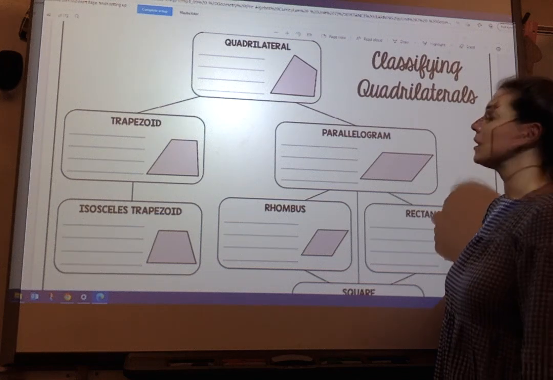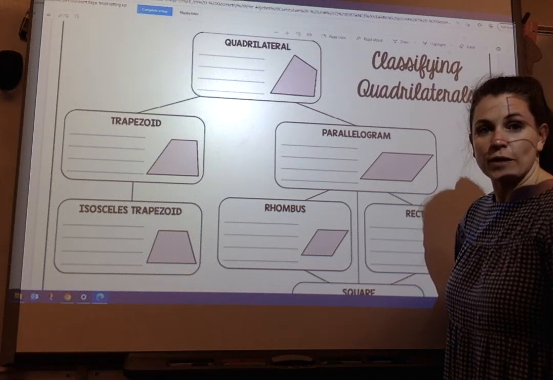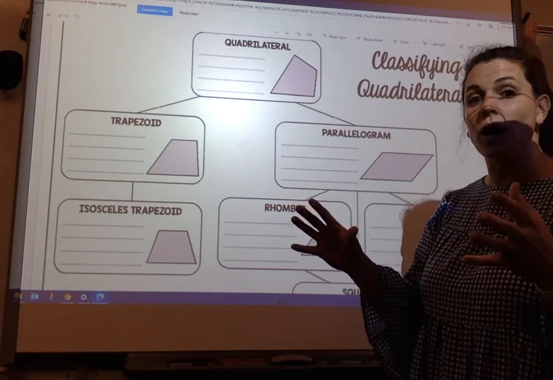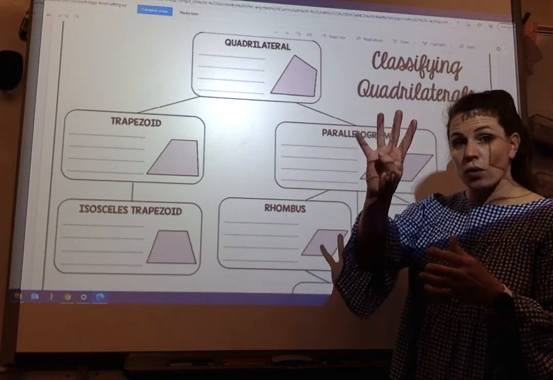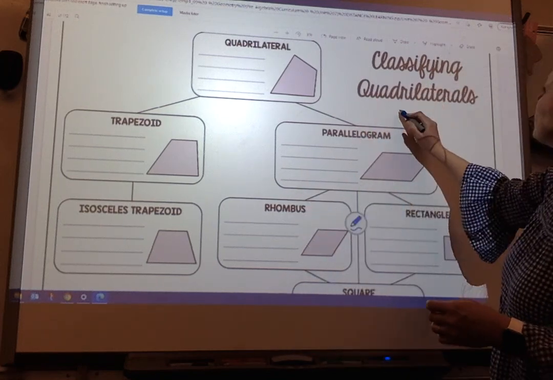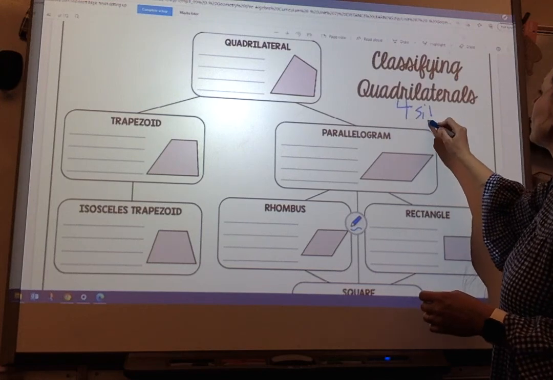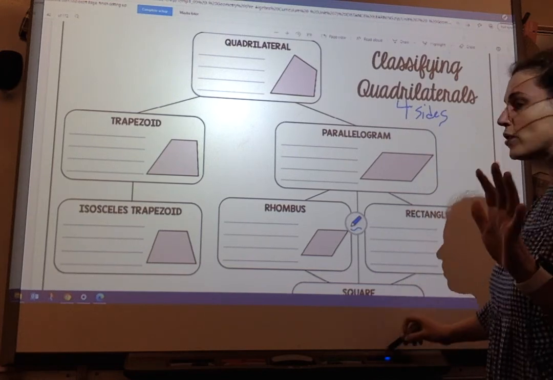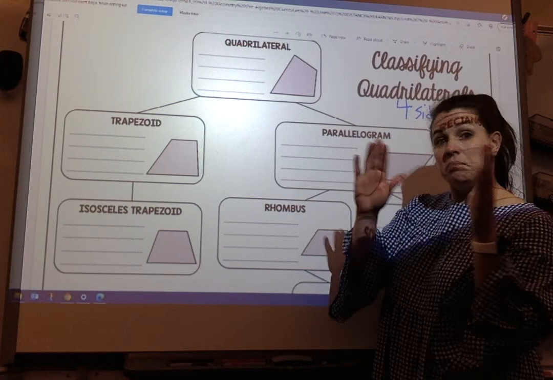Now we're going to talk a little bit about classifying quadrilaterals. Here's the deal. Quad, you take Latin. Quad means four, okay? So quadrilaterals are four-sided. So any four-sided figure is a quadrilateral, period.